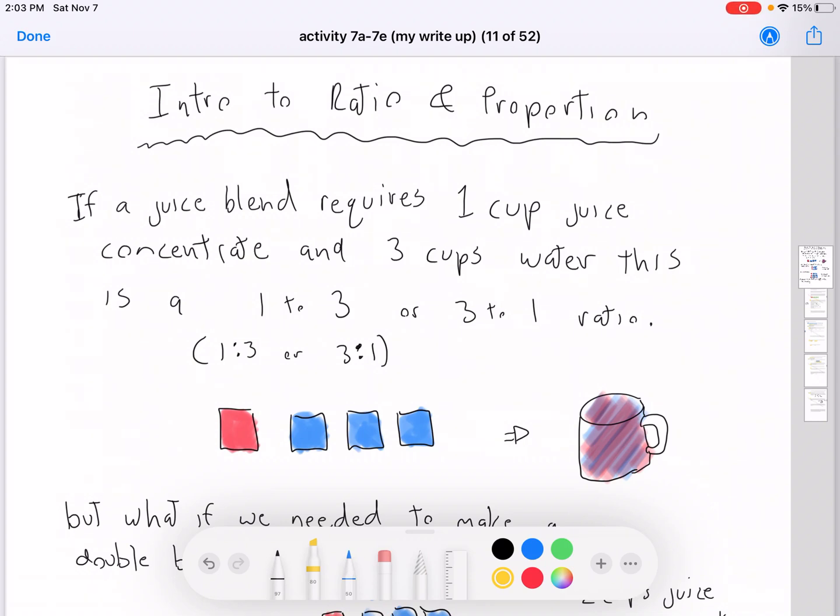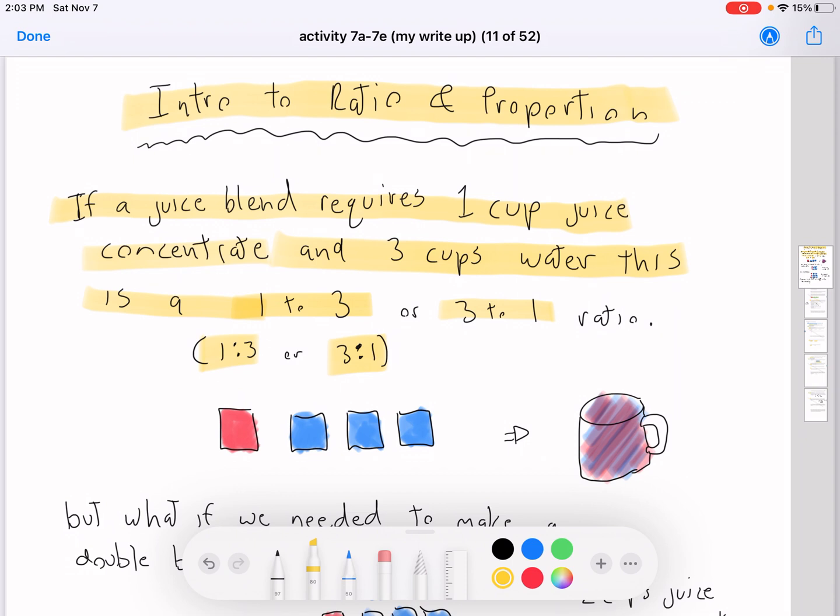This is our intro video to ratio and proportion. So, for example, this says if a juice blend requires 1 cup of juice concentrate and then 3 cups of water, this would be considered a 1:3 ratio if you're talking about juice to water, or a 3:1 ratio if you are talking about water to juice. So it could be 1:3 or 3:1 just based on how you're relating juice to water or water to juice.